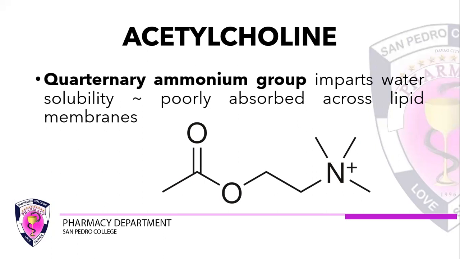Okay, so this is the structure of your acetylcholine. Now, our agents for acetylcholine mimetics form their basis on the prototypical structure of acetylcholine. As you can see here, acetylcholine has a quaternary ammonium group. The presence of a quaternary ammonium group in any molecule renders it water-soluble.